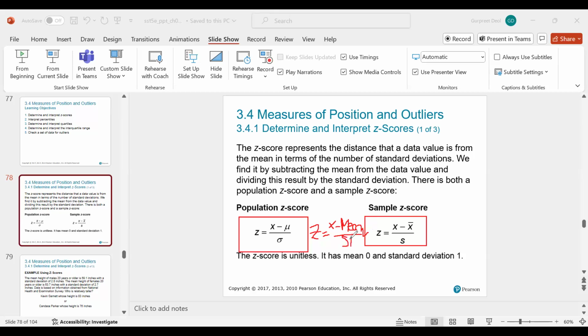The two formulas are written because they use the symbols of population and sample. The mean is mu for the population, and the symbol of the mean is X bar for the sample. For population, the standard deviation is sigma. For sample, the standard deviation is S. The Z-score is a unitless measure of the numbers, and it has mean 0 and standard deviation 1.